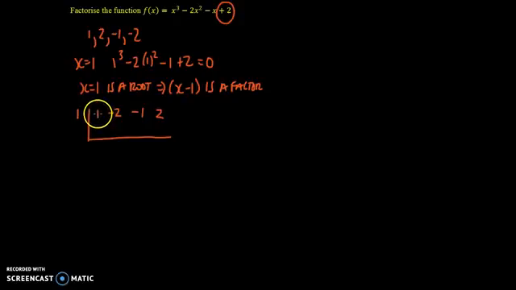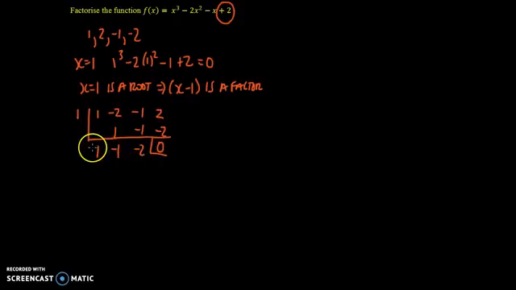Now we add down, so 1 plus 0 here, so it's 1. Now we multiply the root by that, so 1 times 1 is 1, put that up here. Add down, negative 1, 1 multiplied by negative 1, negative 1, add down, negative 2, 1 multiplied by negative 2, negative 2, add together 0. And that's great, that's our remainder, and shows that x equals 1 is a root and x minus 1 is a factor.